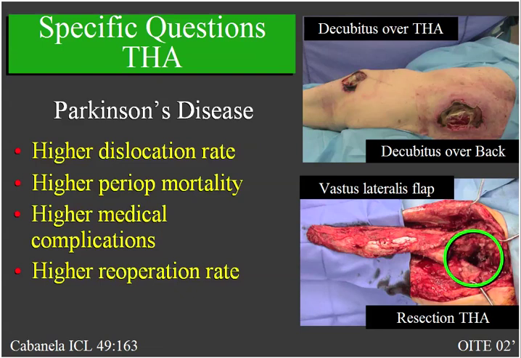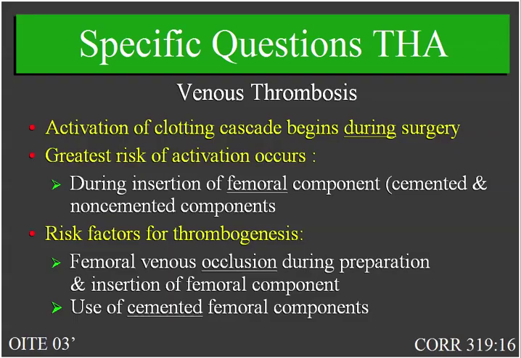Venous thrombosis, they're not going to ask you questions which anticoagulation is the best, but they will ask you about what happens during hip replacement and knee replacement. And you have an activation of the clotting cascade, and it occurs in the hip during surgery. So the greatest risk of activation of the clotting cascade occurs during the insertion of the femoral component, whether it be cemented or uncemented implants.